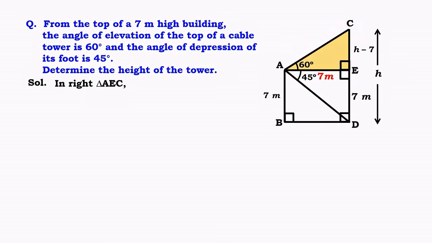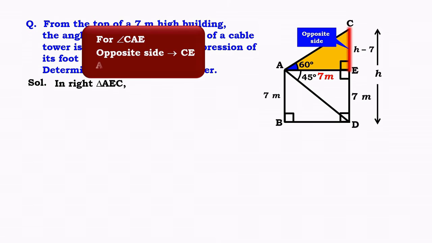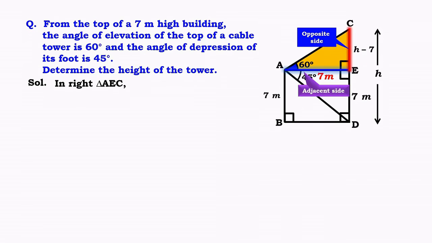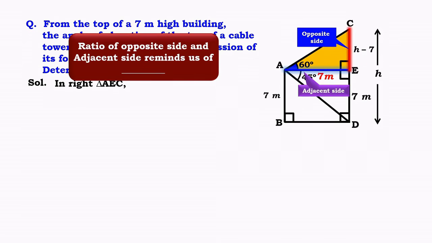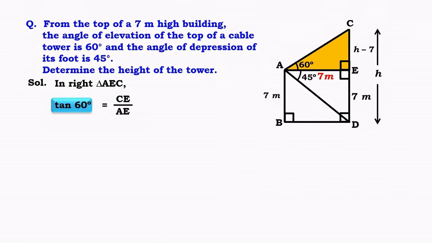Now, let us consider the right-angled triangle AEC. For angle CAE, the opposite side is CE, and the adjacent side is AE. The ratio of the opposite side and the adjacent side reminds us of the tangent ratio. Therefore, tangent 60 degrees is equal to CE divided by AE. We already know that CE is equal to h minus 7, and AE is equal to 7 meters. So, tangent 60 degrees is equal to (h minus 7) divided by 7.